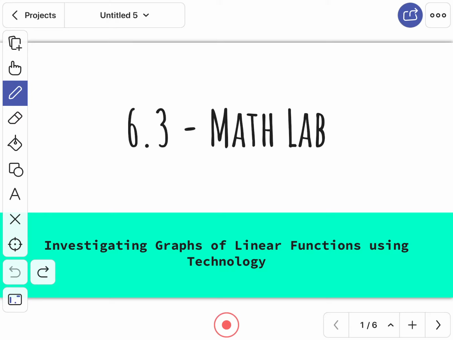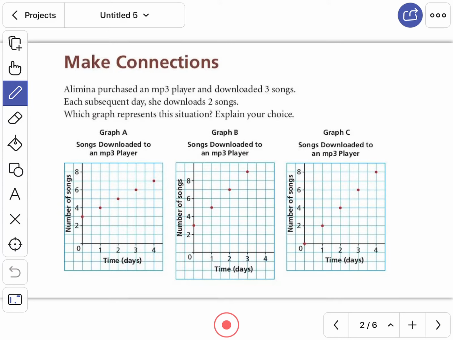All right, so today we're going to look at 6.3, which is a math lab. The important thing here is learning how to use our graphing calculator, as well as understanding some similarities and differences between functions. So starting off, Alamina purchased an MP3 player and downloaded 3 songs. Each subsequent day, she downloads 2 more songs. Which graph represents this situation?